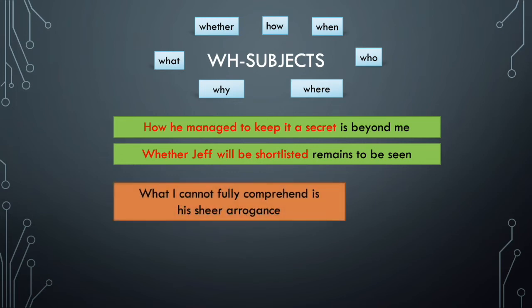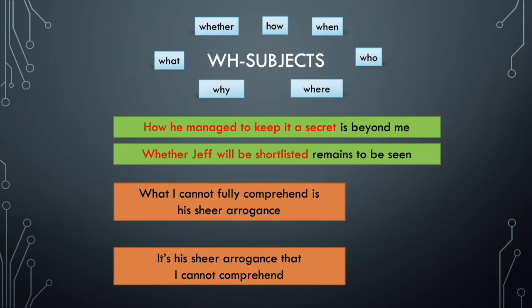And we come to the cleft sentences. What I cannot fully comprehend is his sheer arrogance. Okay, you place the focus of attention on arrogance by fronting. What I cannot really comprehend is, now people are paying attention because they don't know what you're going on about, and now, boom, you drop the bomb. You say his sheer arrogance. You can rephrase that into, it's his sheer arrogance that I cannot comprehend. So that is one version of the original sentence, and these are, like I said, called cleft sentences.